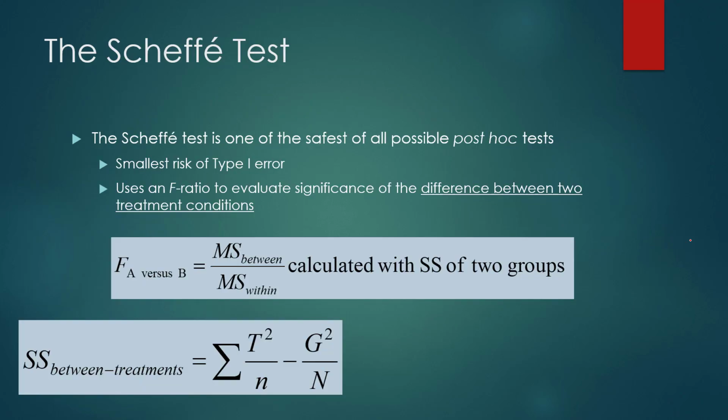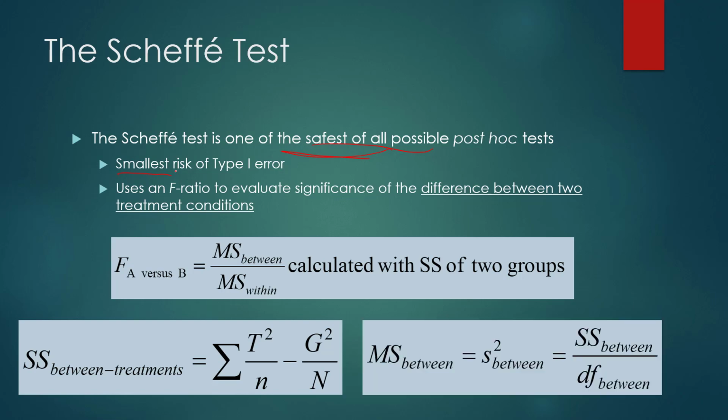Another test is the Scheffé test. Although I'm most familiar with the Tukey, the Scheffé is supposedly the safest of all potential post-hoc tests. It has the smallest risk of type 1 error, and it uses an F ratio to calculate the difference between 2 treatment conditions. So you'd have to go back and recalculate your sum of squares between treatments value for just 2 groups instead of 3.